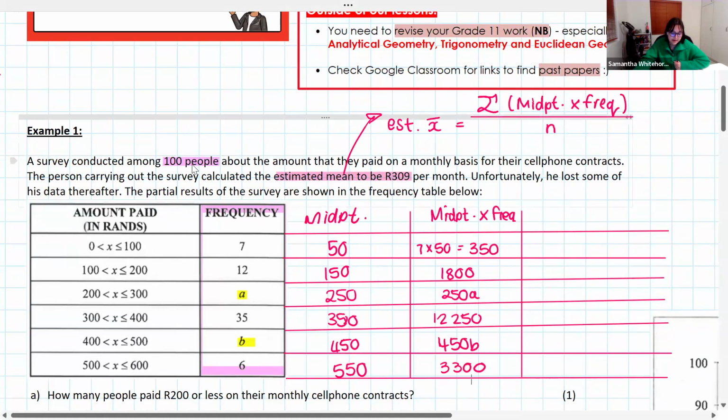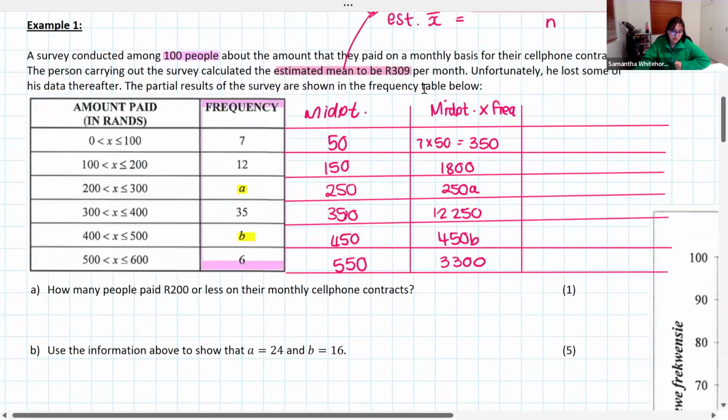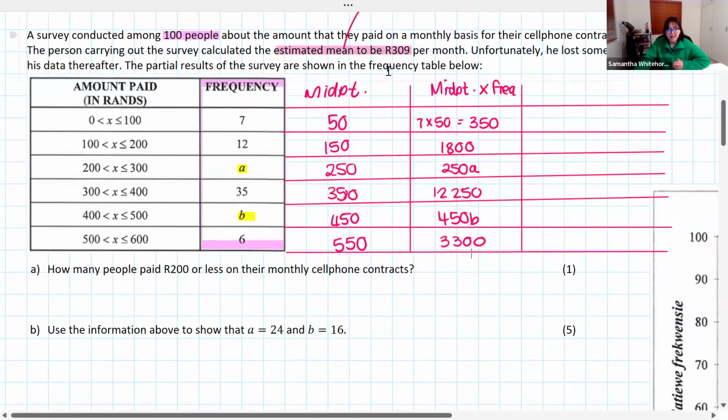products together and I would divide it by the 100 people in my survey. Okay, I'm not going to do that because we're actually going to do that in a second or two. So let's actually go and read these questions, see what we need to do, but that is what estimated mean is, just as a quick refresher of how you go and calculate it.